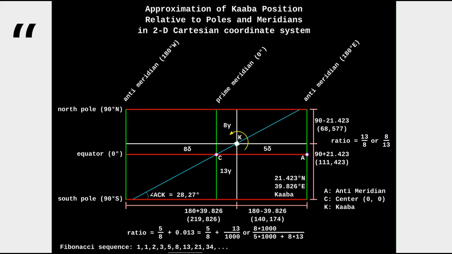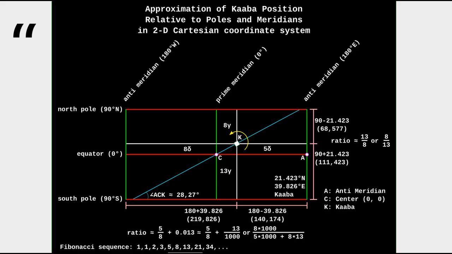There is also a point positioned along the anti-meridian on the right side of the diagram. The cyan diagonal line runs from the lower left area of the diagram and terminates at point K, the Kaaba, forming an angle CK approximately equal to 28.27 degrees. Note that this angle is determined within the Cartesian coordinate system.